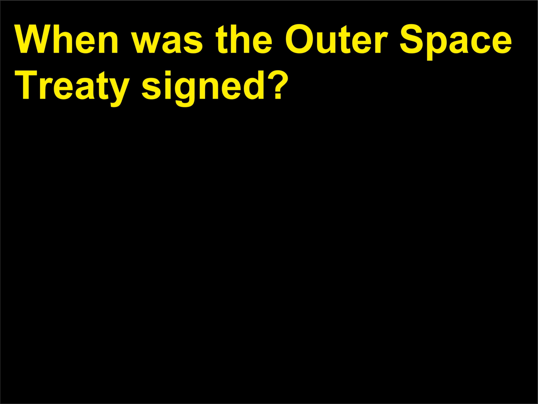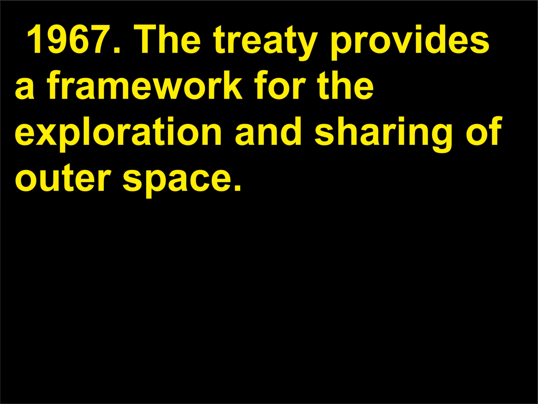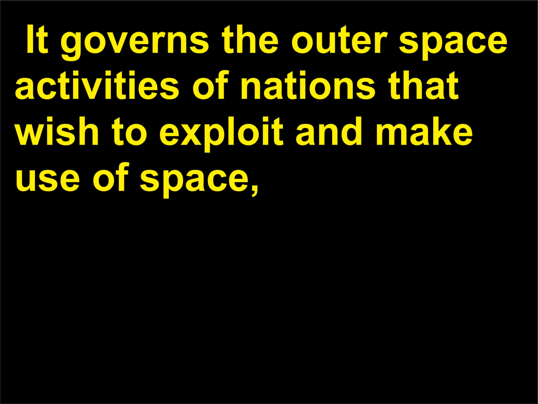When was the Outer Space Treaty signed? The United Nations Outer Space Treaty was signed on January 23, 1967. The treaty provides a framework for the exploration and sharing of outer space. It governs the outer space activities of nations that wish to exploit and make use of space, the Moon, and other celestial bodies.